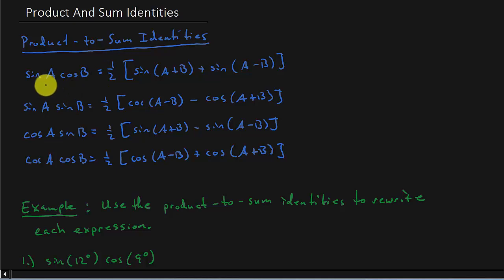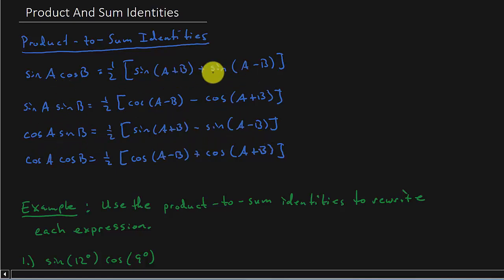So basically what it is, if you have two trig functions, like sine and cosine, and they're multiplied together, and notice that what we have here, the angles are different. See, sine A, cosine B. See how the angles are different? Well, what we can do is we can write this as a sum.